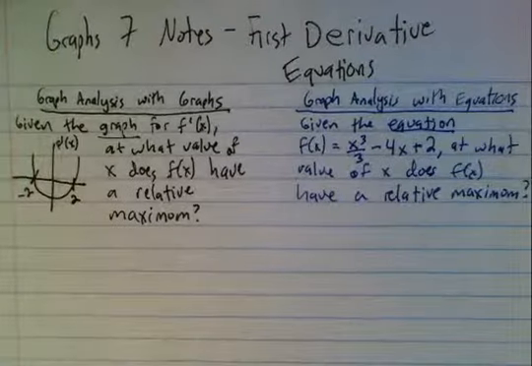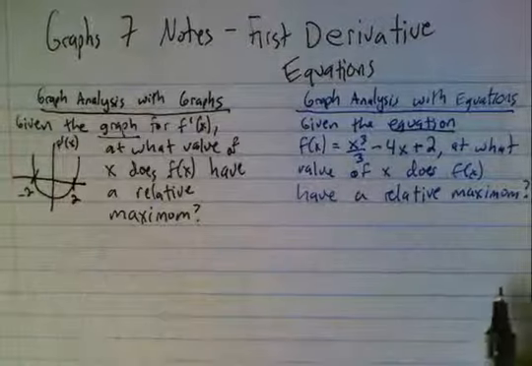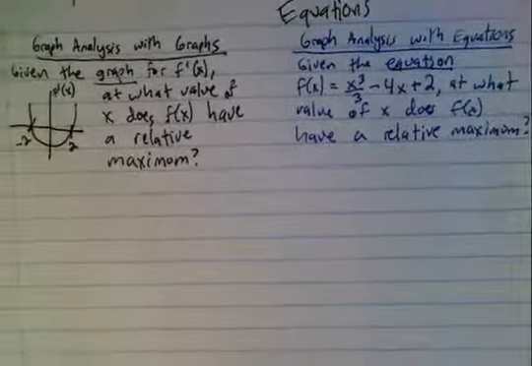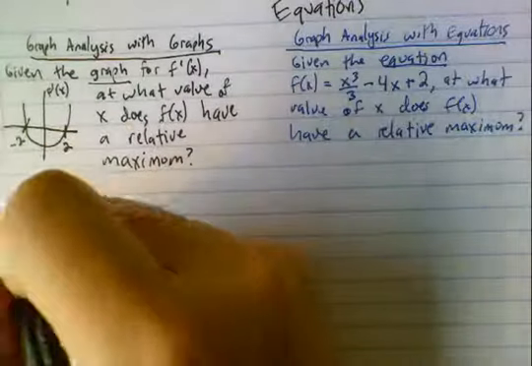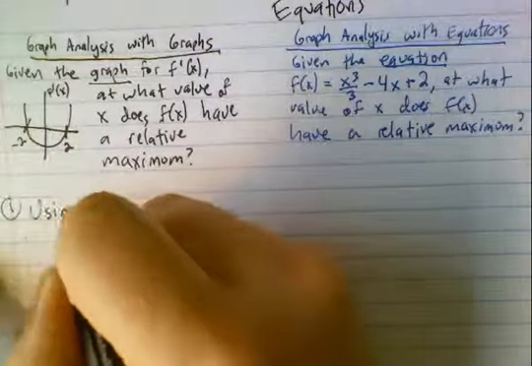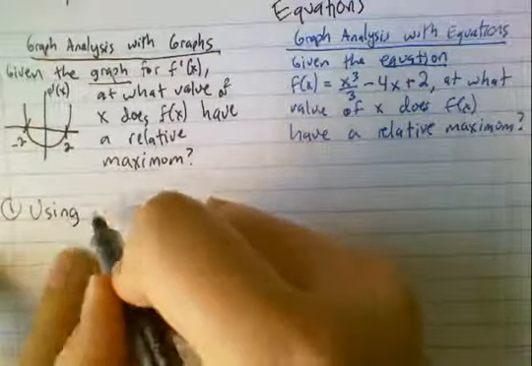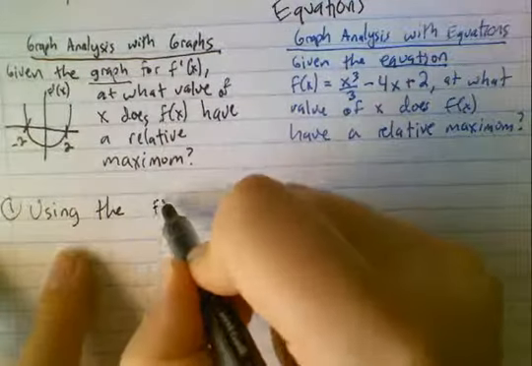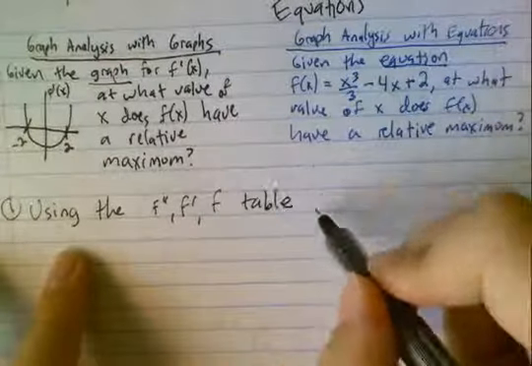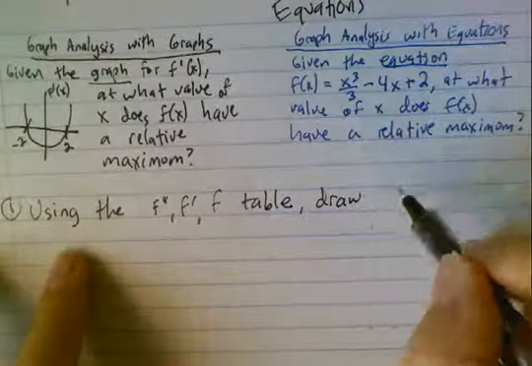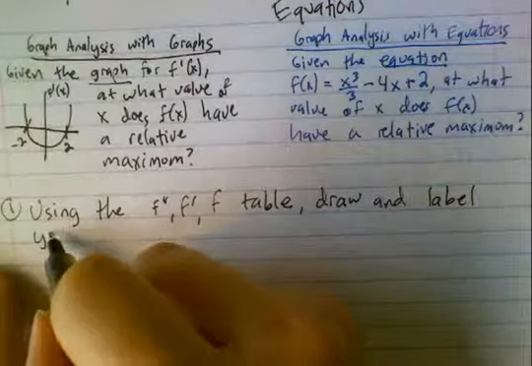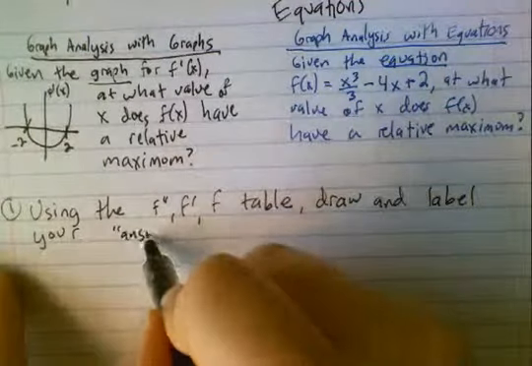So I'm going to write each step. The steps that are the same for both I'm going to write all the way across. The steps that are unique to one I'm going to keep right over here. So the first step, using the f double prime, f table, draw and label your answer line.